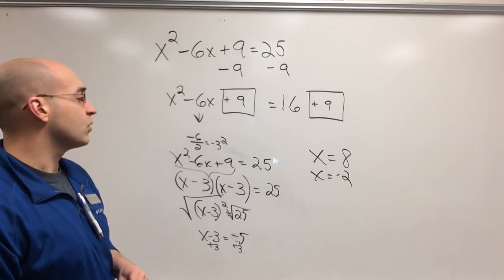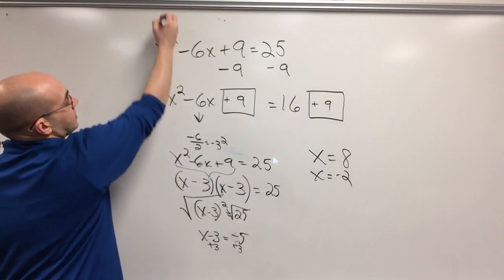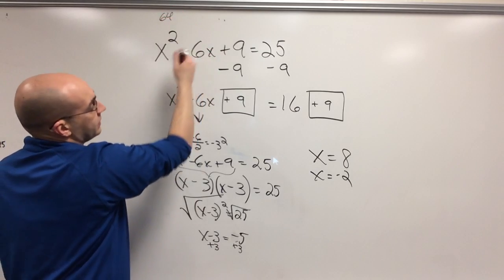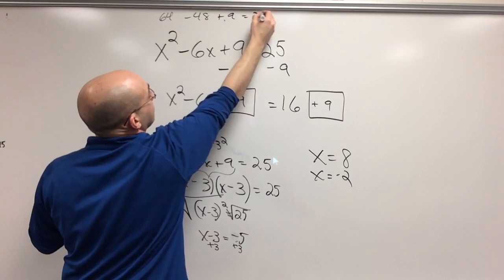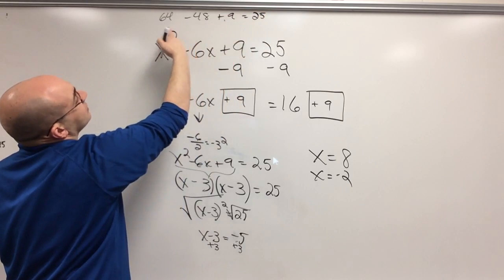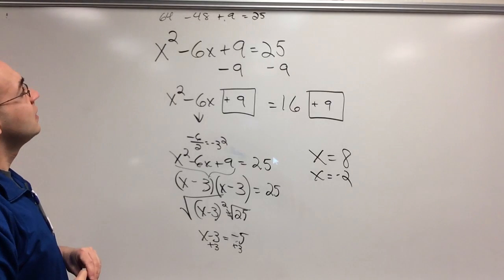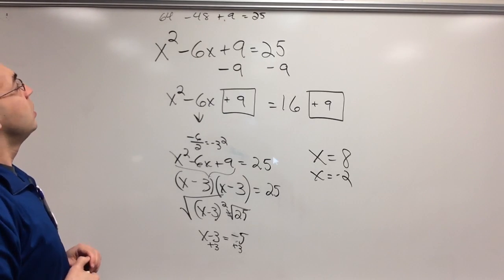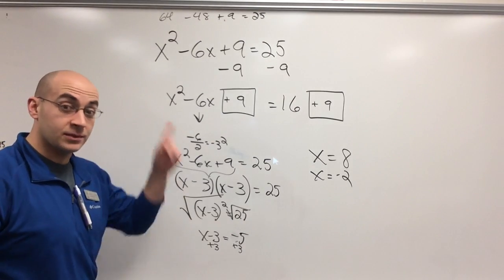So we can do one real quick. Let's pretend x is 8. So this value here becomes 64. This value here becomes -48. And that's plus 9 equals 25. Make sure that's a true statement. So this is a true statement. 64 minus 48 is 16, 16 plus 9 is 25. Done. Had some trouble with the subtraction for a second.